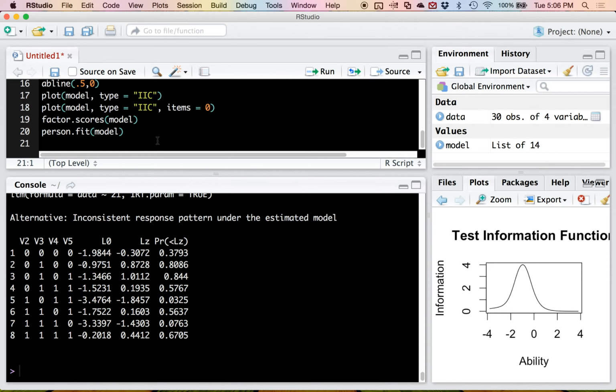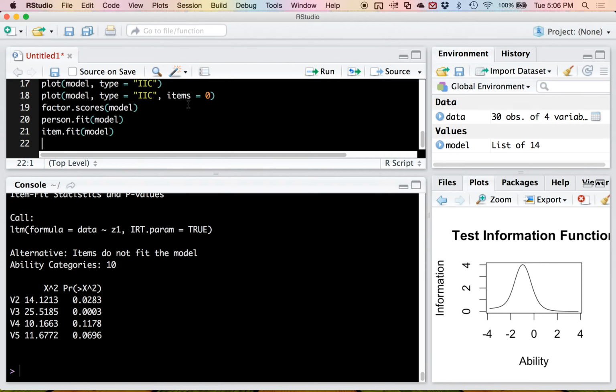And then the last thing we're going to do is item.fit. This tells you if the items are consistent with the model. So a significant value would imply that the items are bad, essentially. They don't fit with the model.